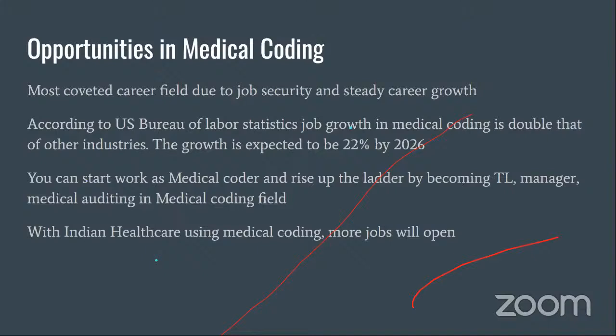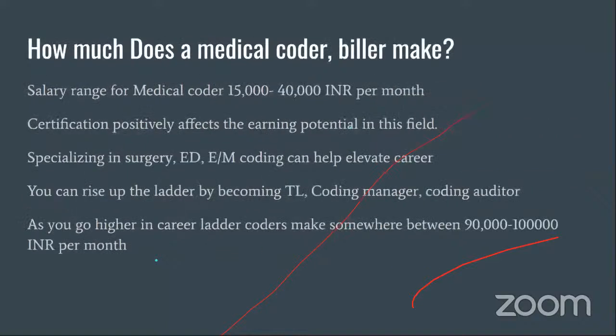You can start your work as a junior medical coder, and then rise up the ladder. You become a senior medical coder, an auditor, a TL, then a manager, and so on and so forth. I'm sure all of you are wondering, how much does a medical coder make? I have included biller, but I'm not quite sure about the biller salaries. What I know are medical coder salaries. The salary range for a medical coder is a wide range, somewhere between 15,000 to 40,000 INR per month.